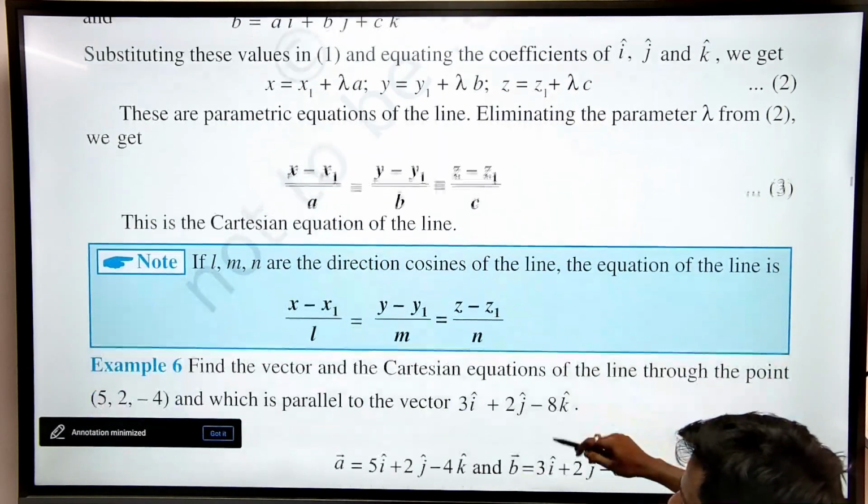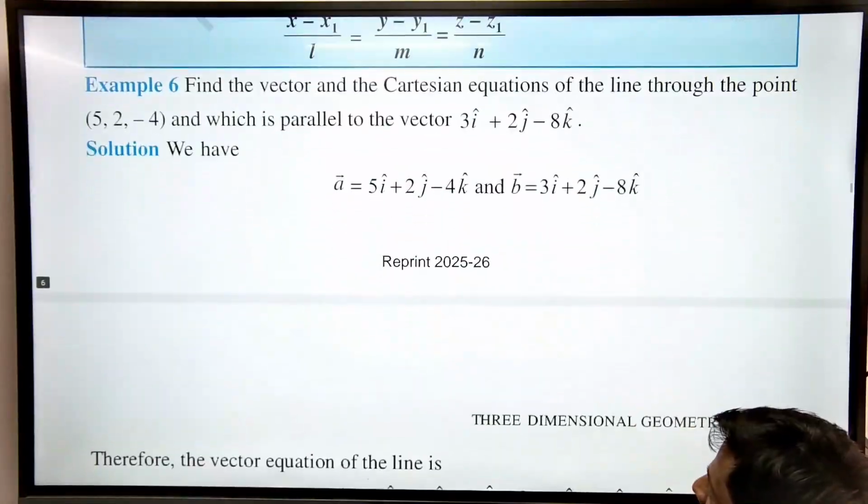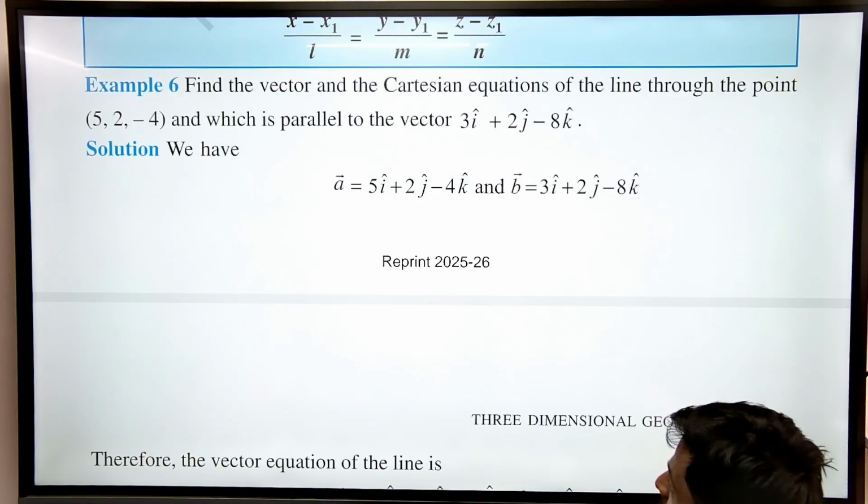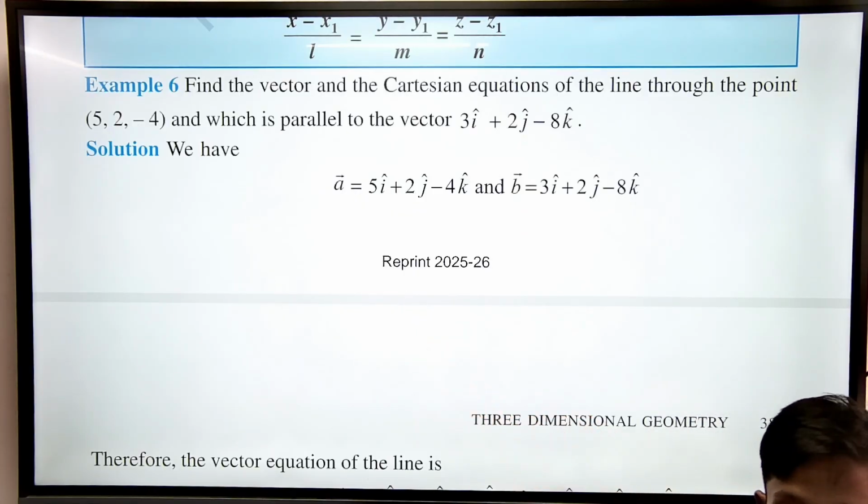Thing is that, observe one question. Find the vector and Cartesian equation of a line through the point 5, 2, minus 4 and parallel to the vector 3i + 2j minus 8k. So if you are observing the example, it is given that the line is passing through the point 5, 2, minus 4. Right? So the vector a, you are considering the vector a, in the equation r equal to a plus lambda b. That a vector will be your position vector.